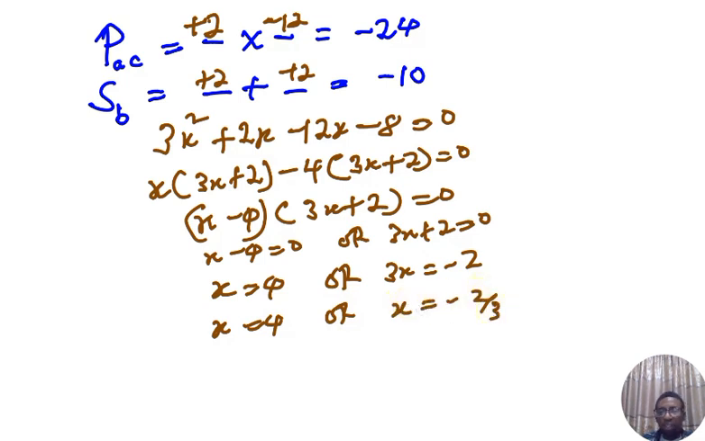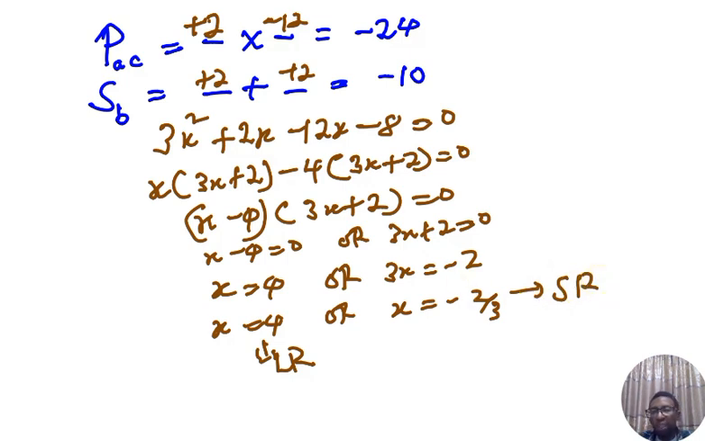So like I said last time, these are the roots. Obviously 4 is the bigger root, the larger root, LR, while minus 2 over 3 is the smaller root, SR. Now let's go back to the question.